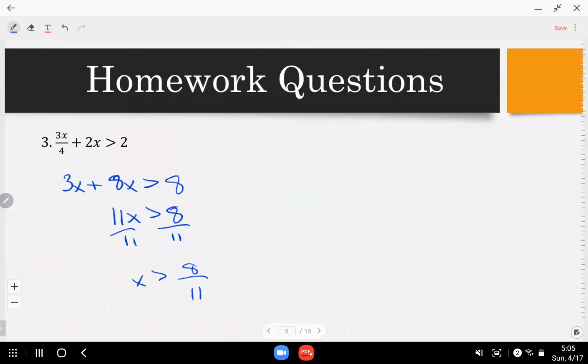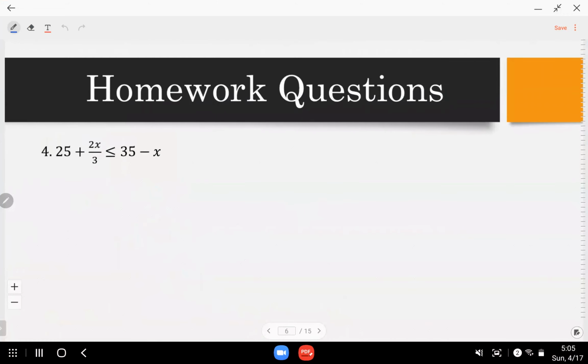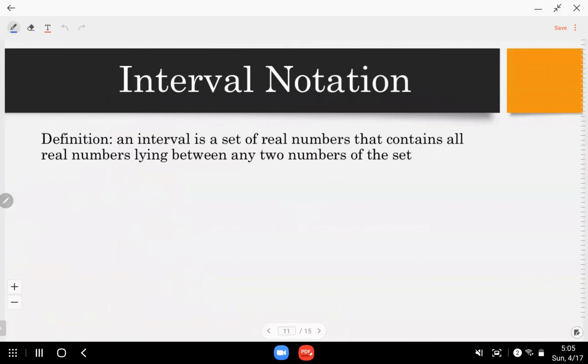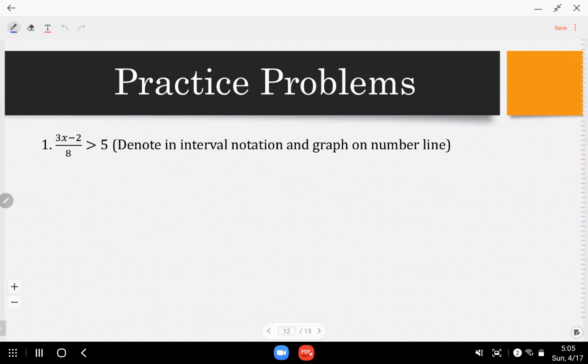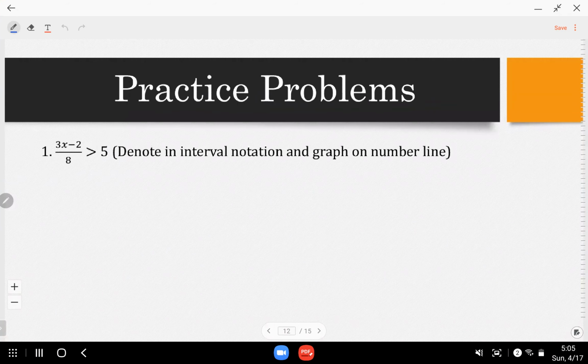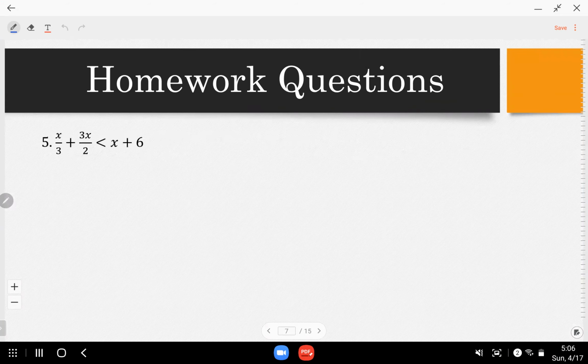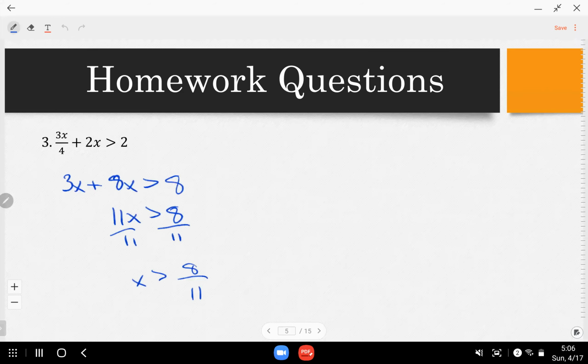After we do these homework questions, we have a few slides. We're going to review inequalities, and we're going to graph and do interval notation. If you have any events or anything you have to do after this lesson, this is only going to take about 20 minutes. I'm not going to waste too much of your time. So this one's the makeup lesson.